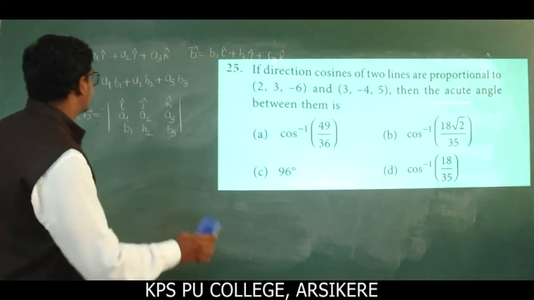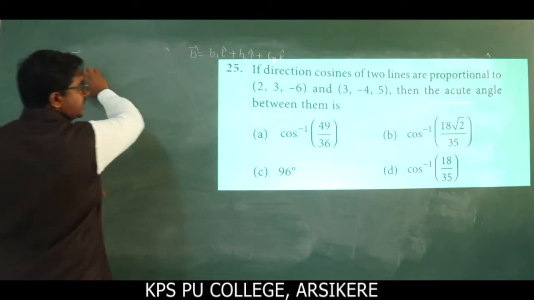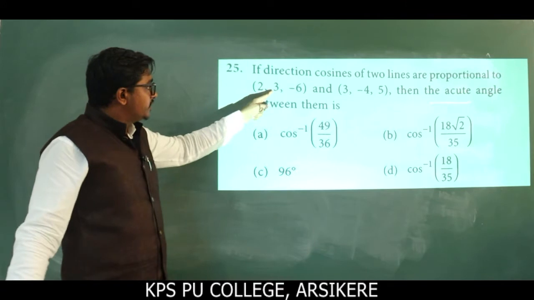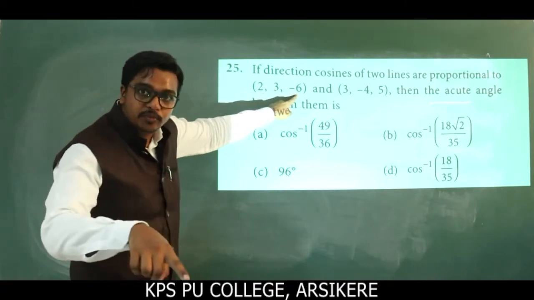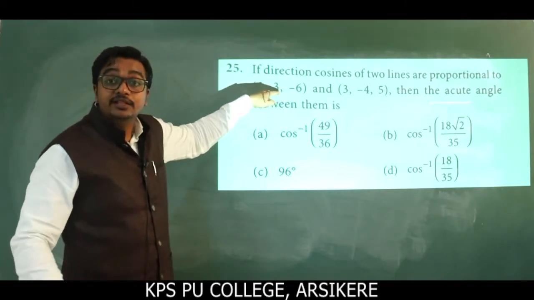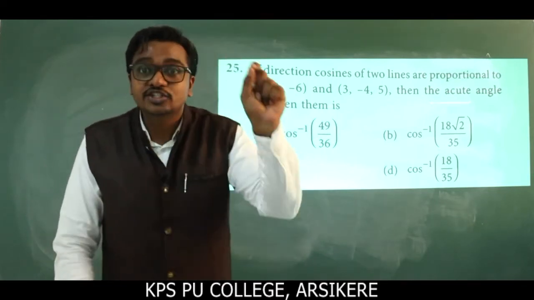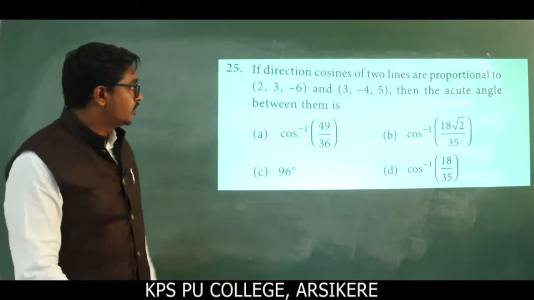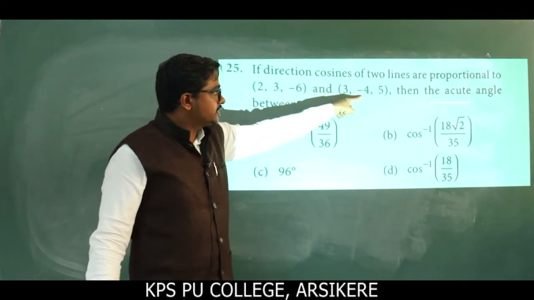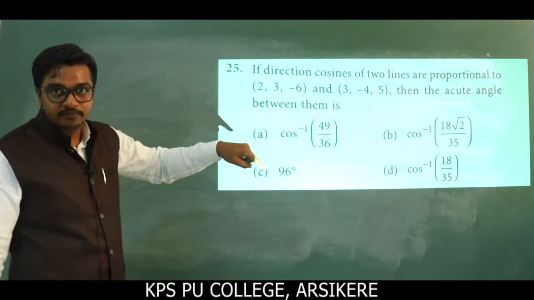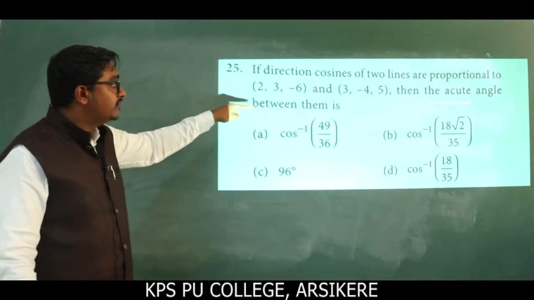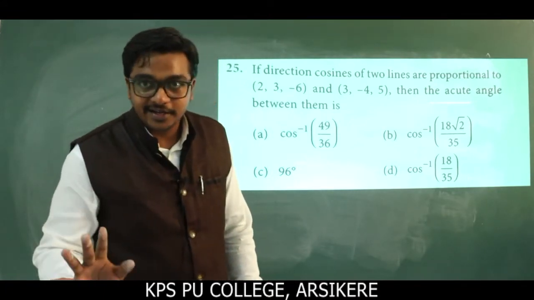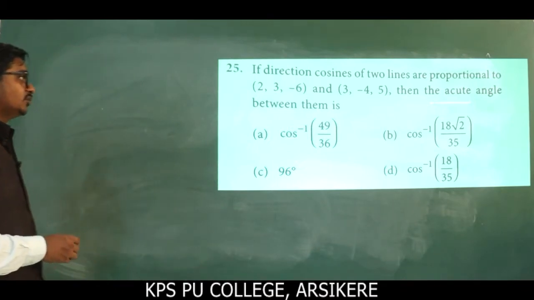Just observe here. If direction cosines of two lines are proportional to 2, 3, minus 6, they are proportional to these numbers, which are nothing but the direction ratios of the two lines, and 3, minus 4, 5, then find the acute angle between them. Acute angle means the angle must vary from 0 to 90 degrees.